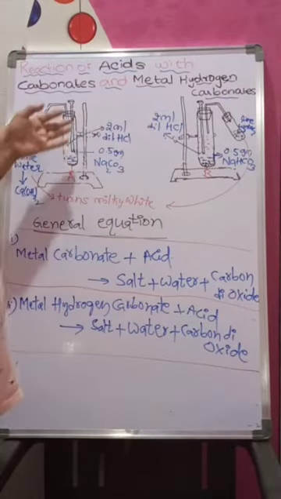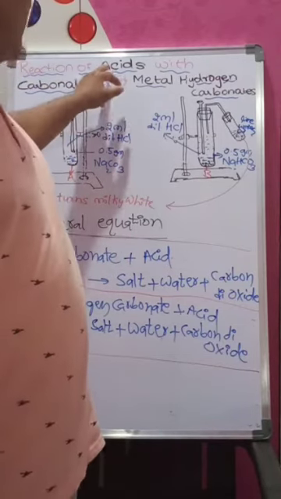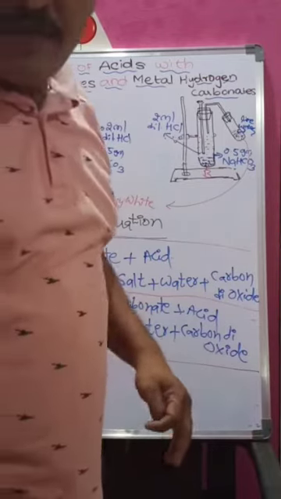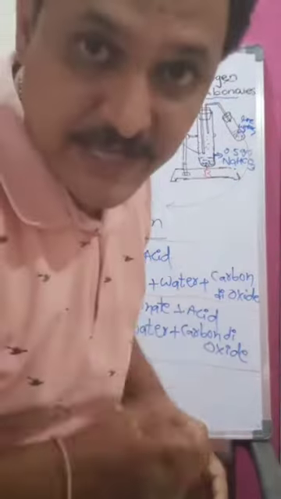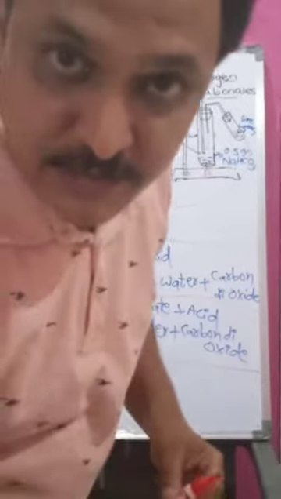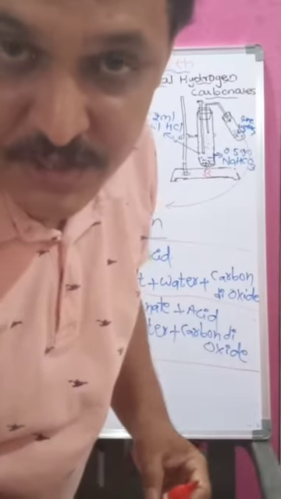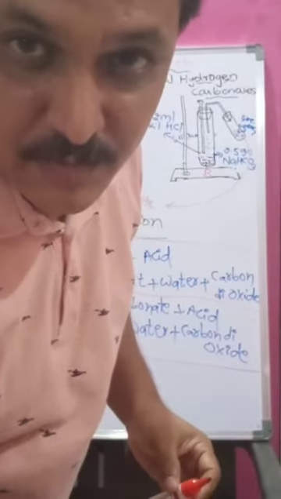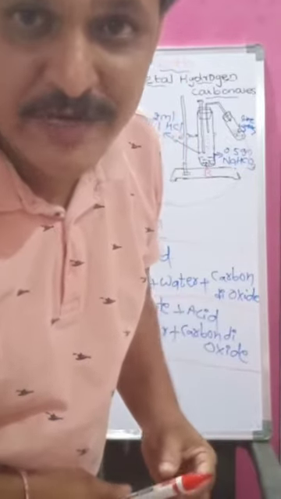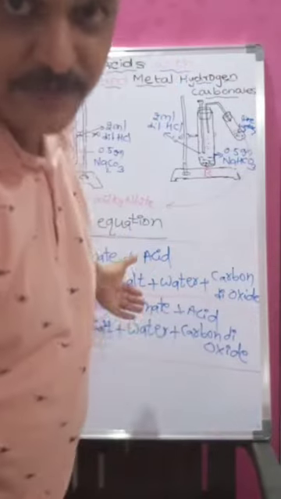So what we get here is, when acids react with carbonates and metal hydrogen carbonates, the evolved gas is carbon dioxide. The carbon dioxide reacts with the calcium hydroxide solution, and we get a white precipitate, that is calcium carbonate. When excess carbon dioxide is passed through the white precipitate of calcium carbonate, we get calcium hydrogen carbonate. So these are the reactions for this activity. Okay children.